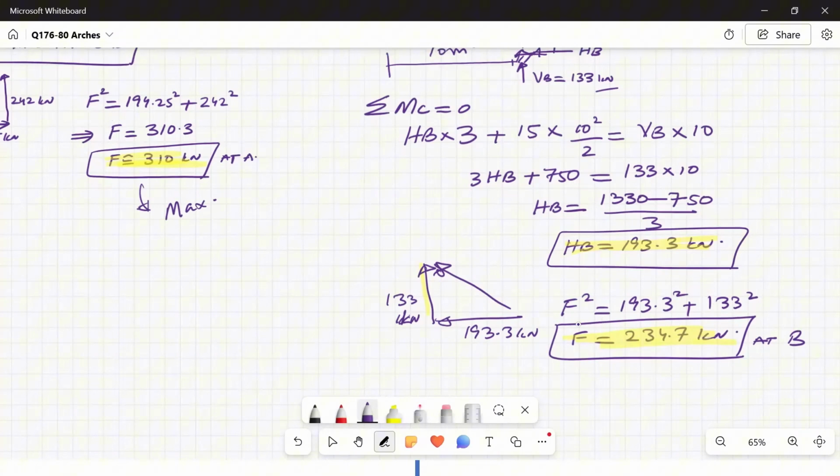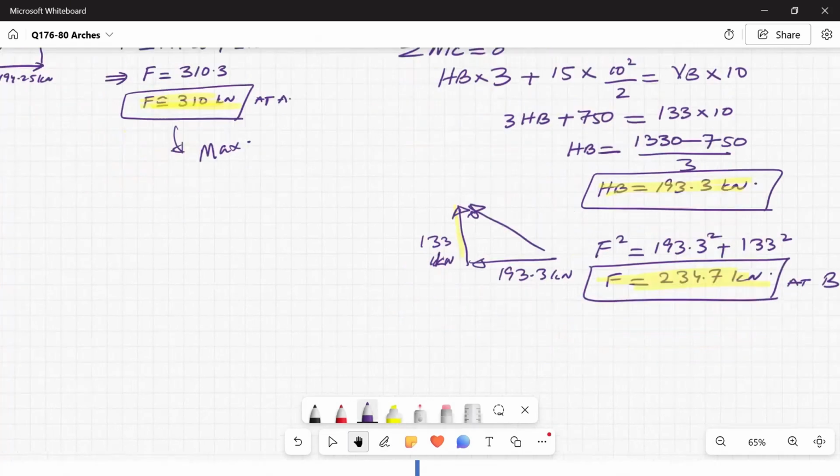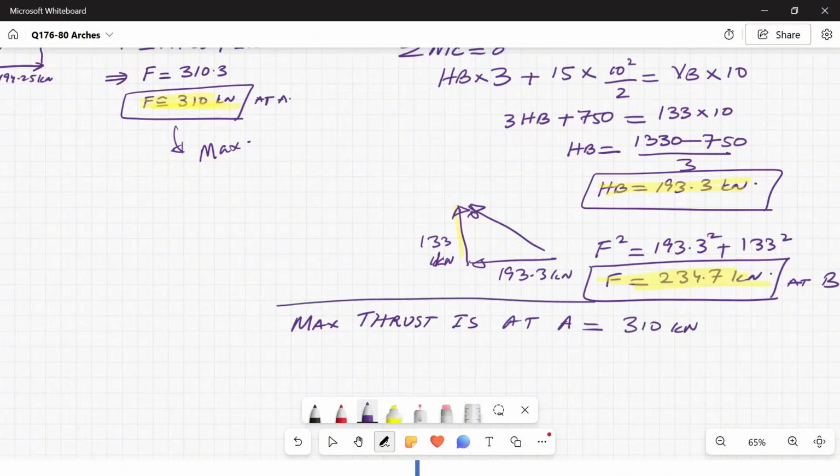For completeness, I did these calculations so that you are sure that the thrust at A is the maximum. So the max thrust is at A, which is equal to 310 kilonewton. And this is our final answer.